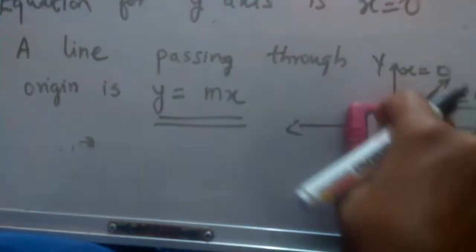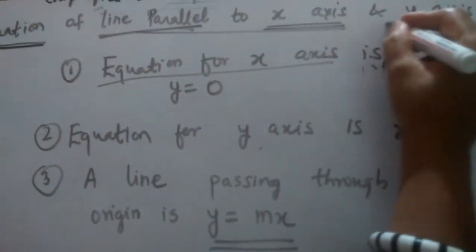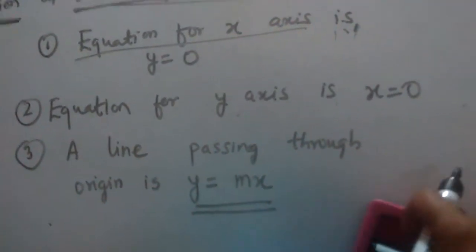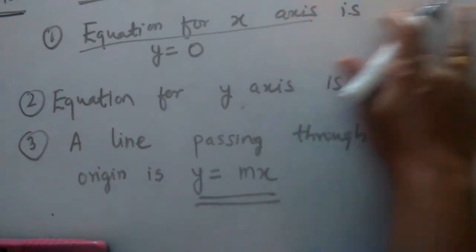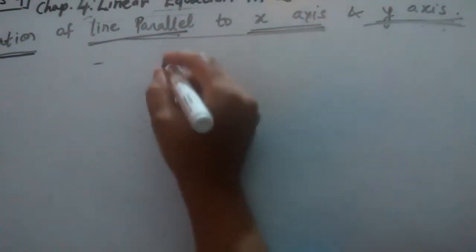Now we will move to our next part, that is line parallel to x-axis and y-axis. You are clear with these 3 points? Now, these points are important for your MCQs also in Olympiads, right? With these doubts clear, we'll go to the next part, that is equation of line parallel to x-axis.